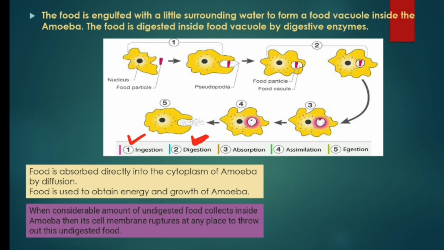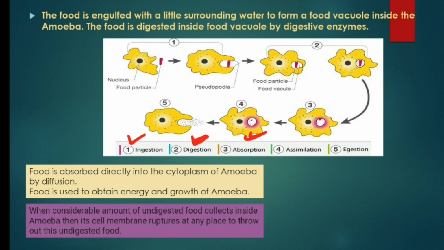Now after digesting with the help of digestive enzymes, the food is absorbed directly into the cytoplasm of the amoeba by diffusion. Now this food, whatever is absorbed, is then converted to energy for the growth of the amoeba. So this process is called absorption. So first is ingestion, second is digestion, and third is absorption.